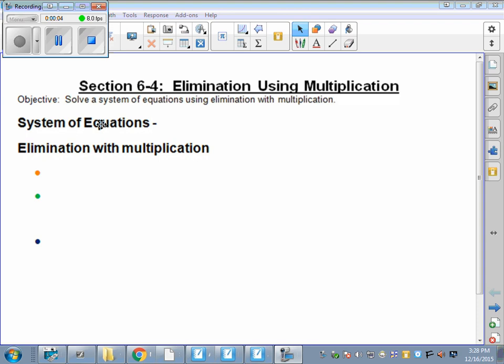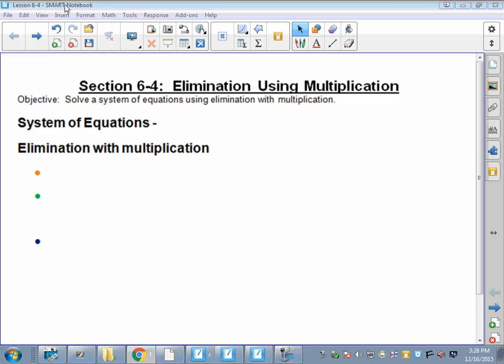Hi everyone. We are ready to do some section 6.4, elimination with multiplication. This is going to sound a lot like section 6.3, where we had elimination. Now we just have to do a little bit of work to make those coefficients the same in front of either the x's or the y's.